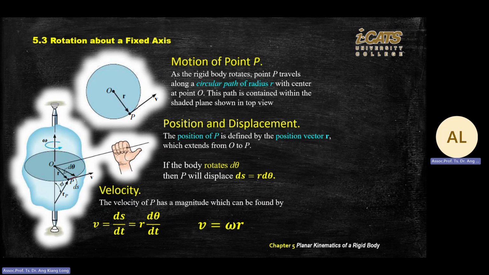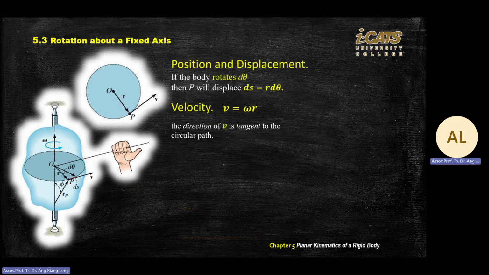Every time you see a chapter 5 question, this will be the first equation you write on your answer sheet. You write v equal to omega r. Okay, first equation, v equal to omega r. Again, v is always tangent to the circular path. So v, if you want to work in the vector form, is actually v equal to omega cross r.